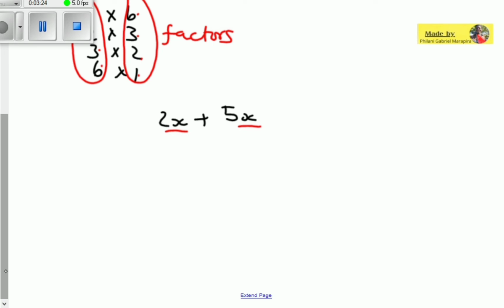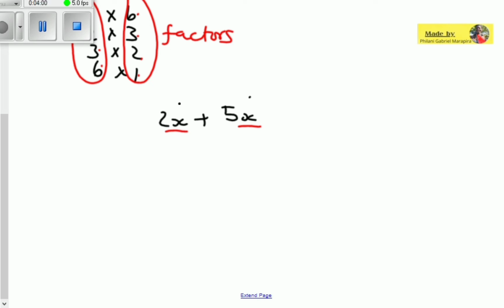Here you've got 2 and 5, and you can see they are not really common. So 2 is not a factor of 5, because 2 cannot get into 5 without leaving a remainder. It gets in 2 times and leaves a remainder of 1. Therefore, to factorize here by taking out a common factor, you look at what is the same thing found in this term and this term. You can see that you have got x in both.